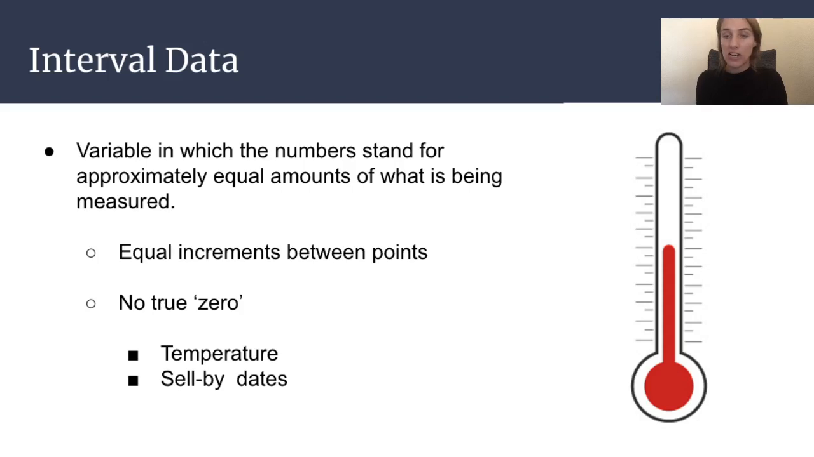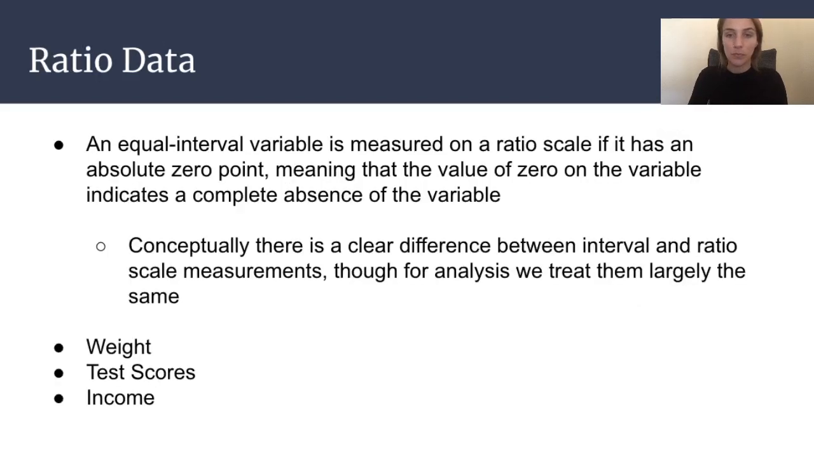And then let's move into ratio data. So ratio data is also equal interval. And it's measured on a ratio scale if it has a 0 point. That means that 0 on the variable indicates an absence of the variable. Okay, so this is just a conceptual difference. It's a little bit tricky, but for our purposes and for most research purposes, we treat interval data and ratio data the same. We treat them largely the same for analysis because they're both on equal interval scales.